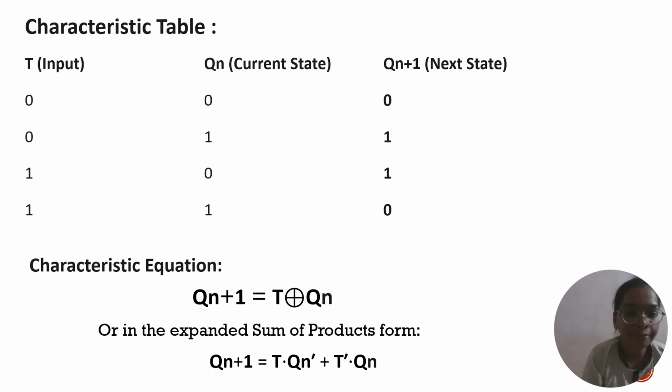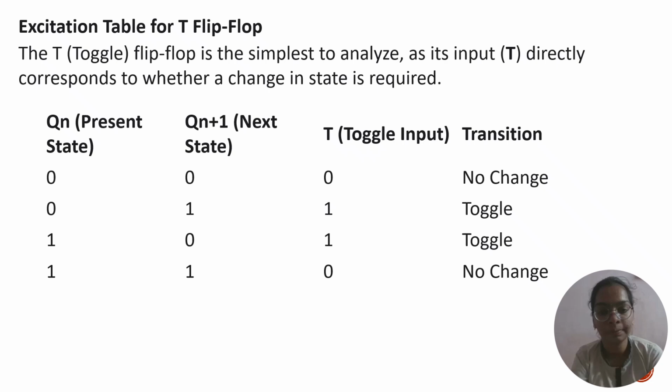Characteristic table of T flip-flop is given below. Characteristic equation: Qn+1 equals complement of T XOR Qn, or expanded in sum of products form, Qn+1 equals T into Qn bar plus T bar into Qn. Excitation table of T flip-flop. The T flip-flop is simplified to analyze as its input T directly corresponds to whether a change in state is required.